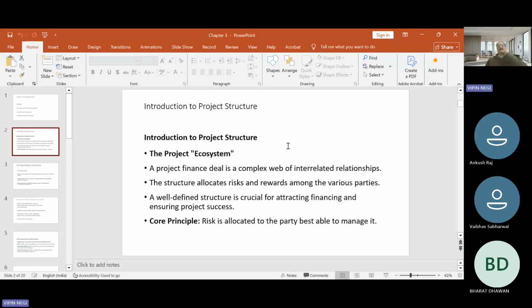So this is the introduction to project structure, the project's ecosystem. Project finance deals through a complex web of interrelated relationships. The structure allocates risks and rewards among the various parties that we have already discussed. And we should have a well-defined structure, which is very crucial for attracting financing and ensuring project success. So basically, the core principle is that the risk must be allocated to the parties which are best able to handle it or to manage it.